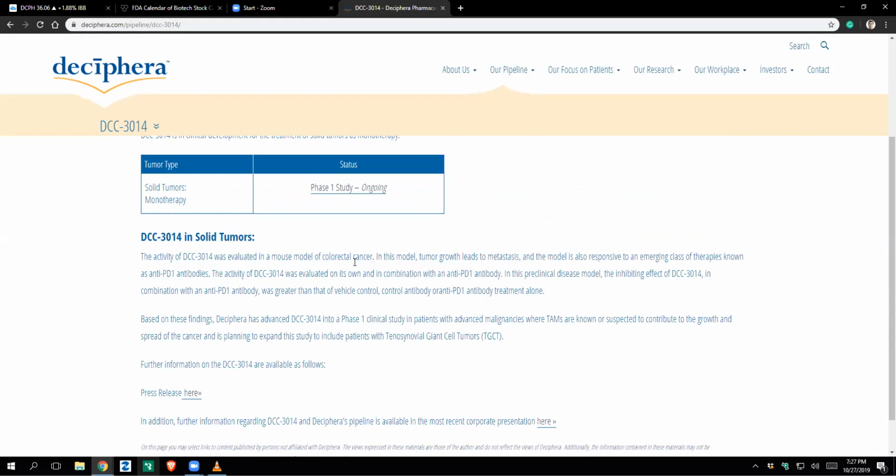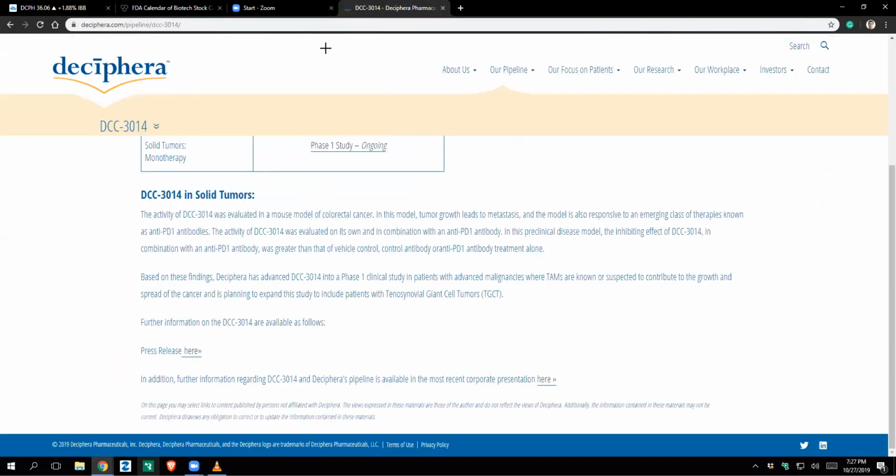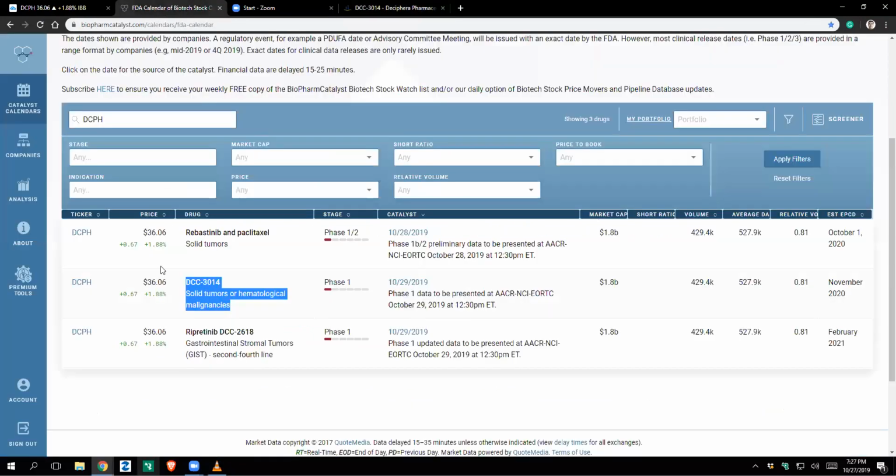So in the preclinical studies, they tested this molecule in colorectal cancer, and they did it as a monotherapy and in combination with anti-PD-1 antibody, and they found that the inhibiting effect of DCC 3014 was greater than vehicle control. All right. So based on this finding, they advanced this into a phase 1 clinical study. So preclinical data looks good. I mean, hopefully we can get some good phase 1 data, which probably might be a little too early, but still.